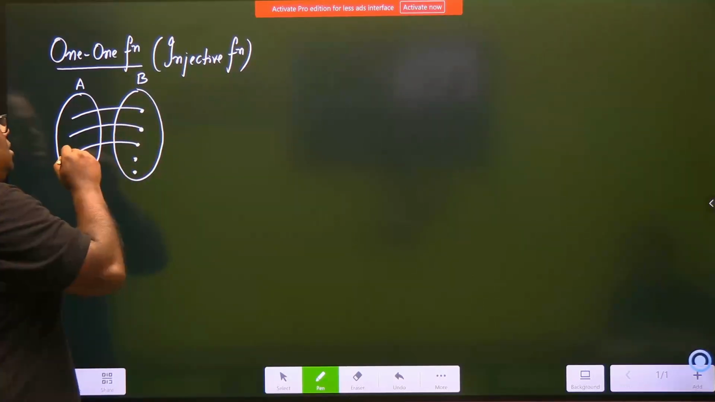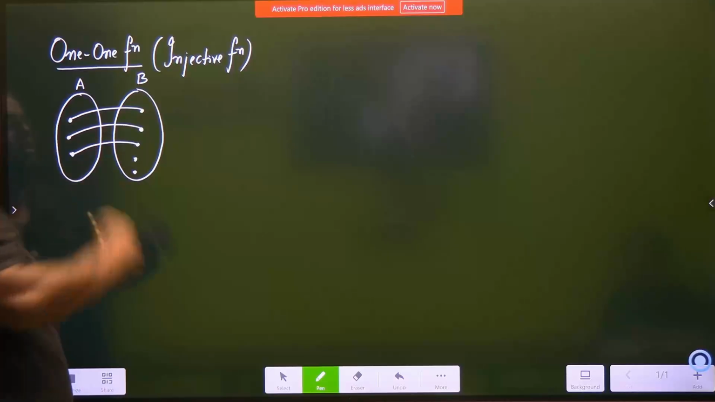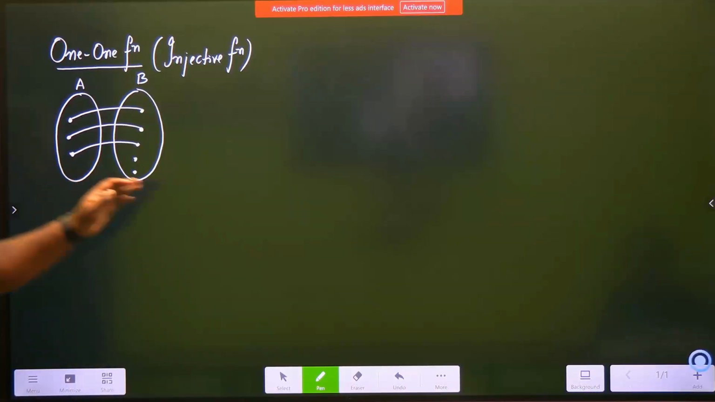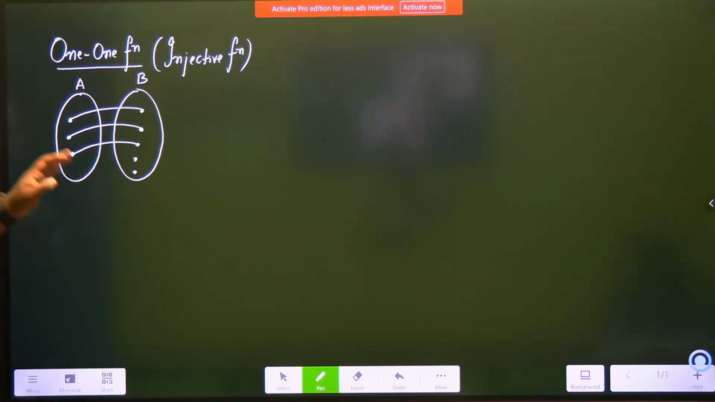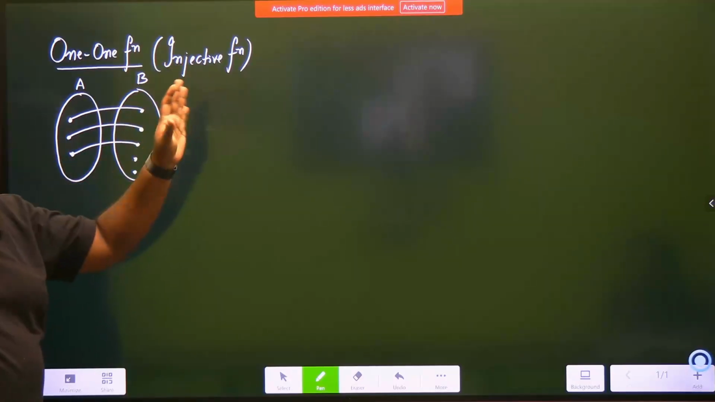Look, try to understand this. So we just started. So this is just a recap of injective function.